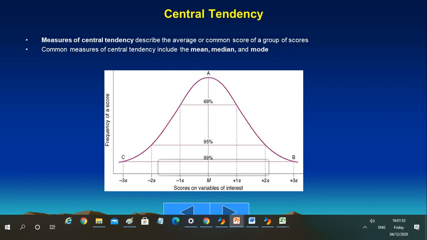Now, measures of central tendency describe the average or common score of a group of scores. That means under a graph, which may be a bell type or whatever type of graph, how many data points are occurring. Common measures of central tendency include the mean, median and mode. That is how you can easily understand it with the help of the mean, median, mode.